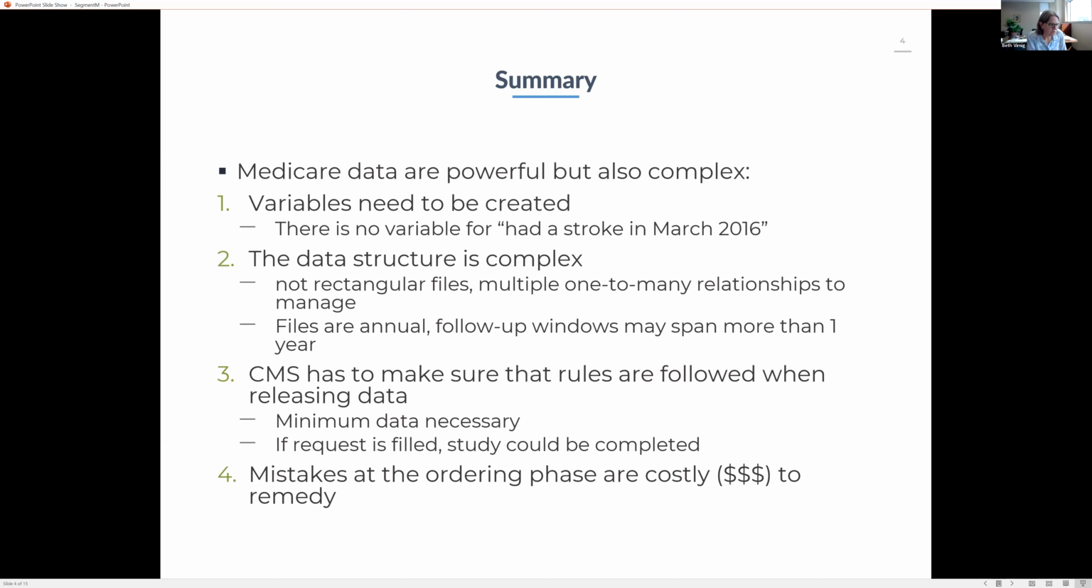The files are annual. And that's just another level that makes things tricky. So when you order the data, you order it a year at a time. But in fact, most of our follow-up windows are not within a single calendar year. If we want to do a one-year follow-up, it means we're going to have to get a couple of years worth of data. And if we're going to have a partial look back so we can get pre-event comorbidities, we might be working with 3 years worth of data to work with 1 year worth of cases.